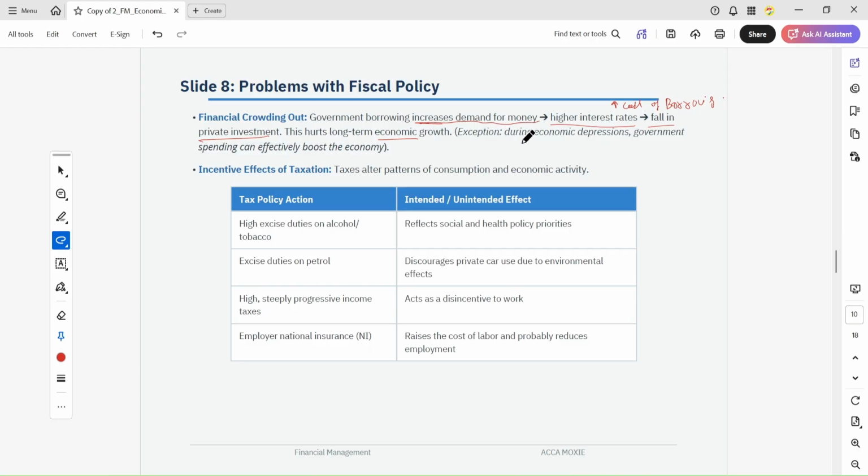But what is the exception? The exception is that during a recession, private players are already not investing. That's why the economy is in depression, because the private players are not investing. So the government has to step in. When the government steps in, the government spends money, boosting the economy.